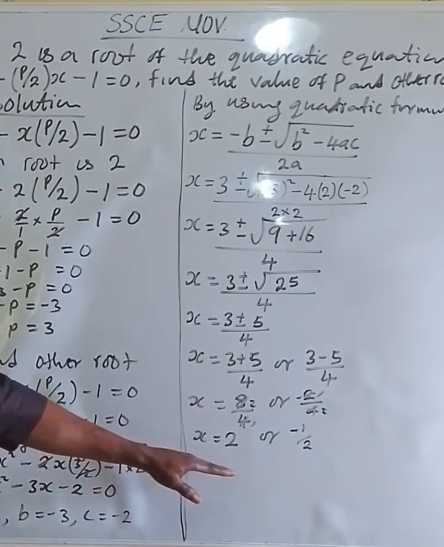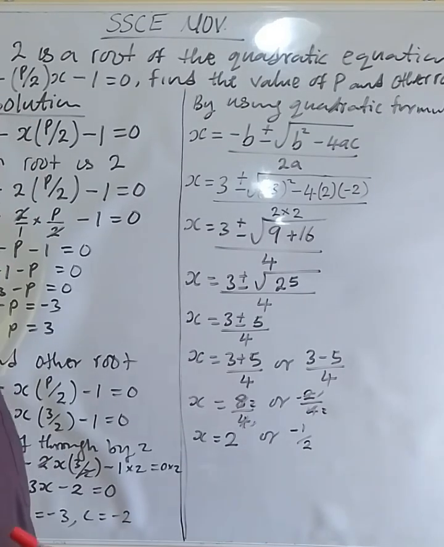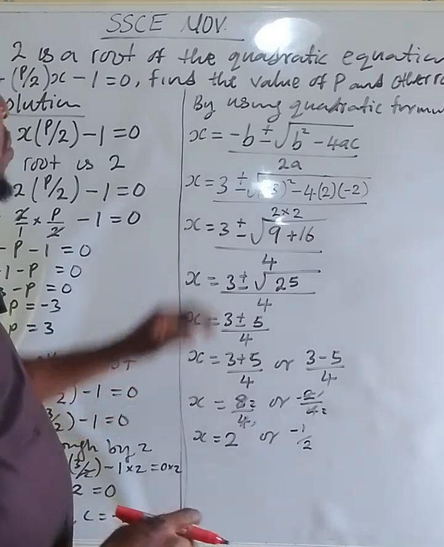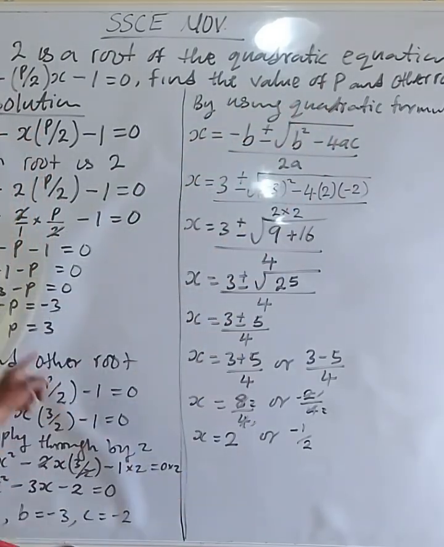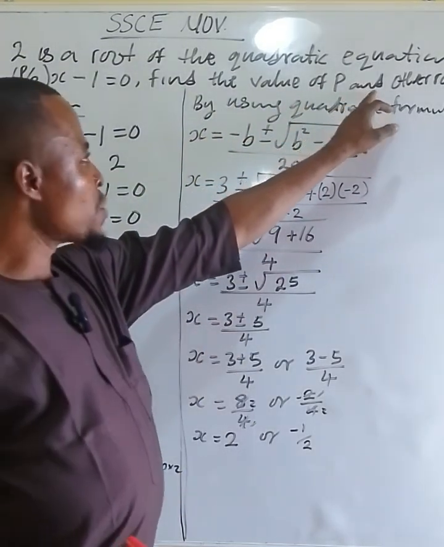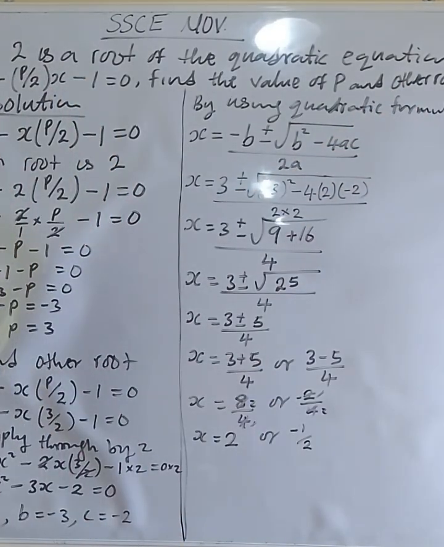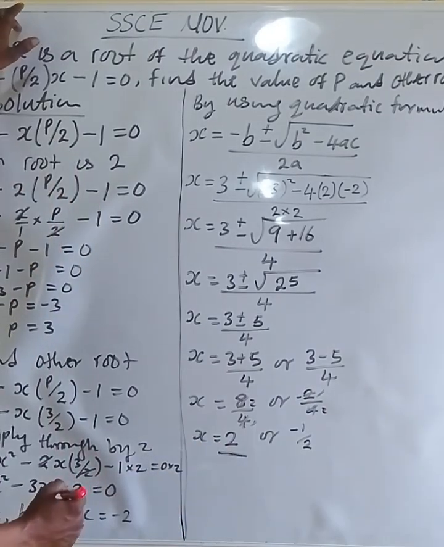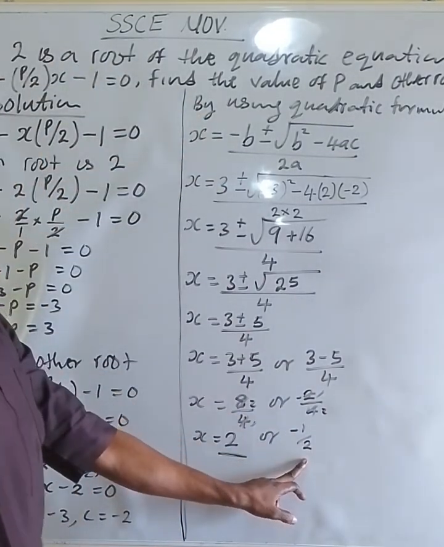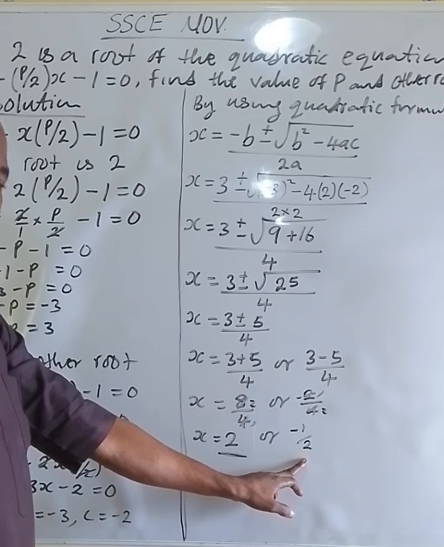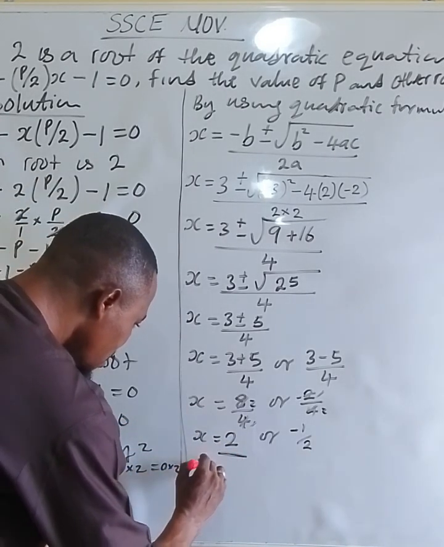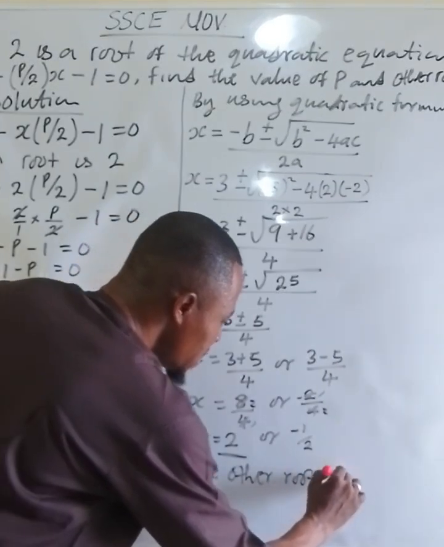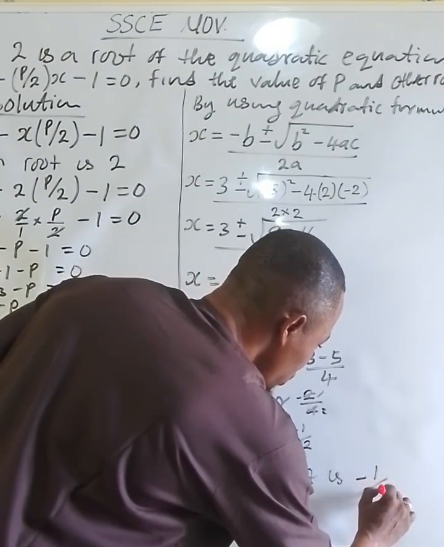So now we have it to be 2 or minus 1 over 2, and we are asked to find two things from the question. The first one, we have to find the value of p. We have gotten that to be 3. And we also have to find the other root. The first root we were given is 2. So the second root that we are asked to find is minus 1 over 2. Are we together? So you will conclude that the other root is minus 1 over 2.